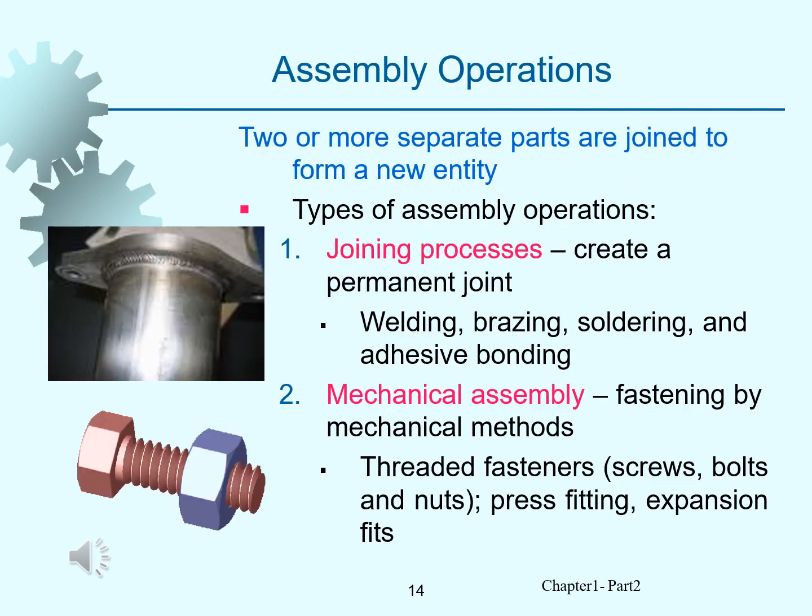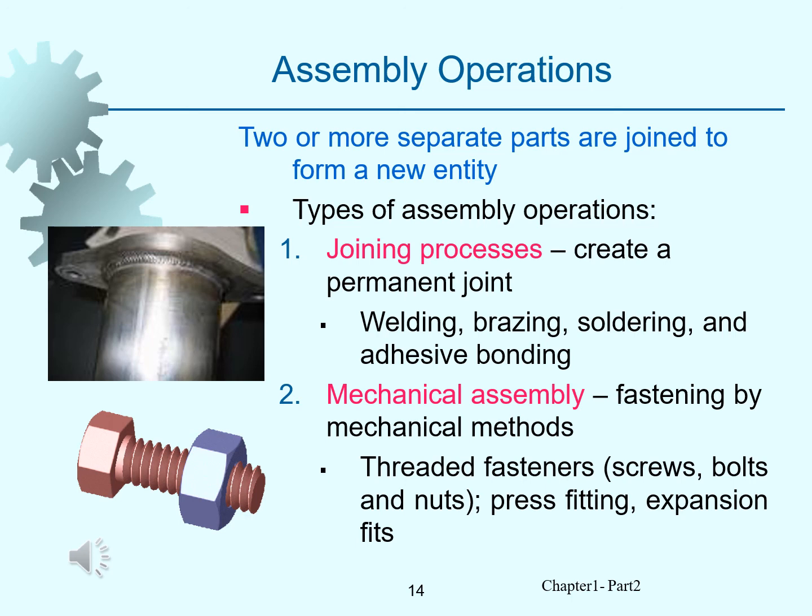Okay, assembly operations. This is where you put two or more separate parts into a new entity, a whole new product. A couple types. Joining processes, where you create a permanent joint. Welding, we all know what that is. Brazing and soldering, not so much anymore, because generally it's made out of plastic now. And adhesive bonding, where you epoxy a couple pieces together.